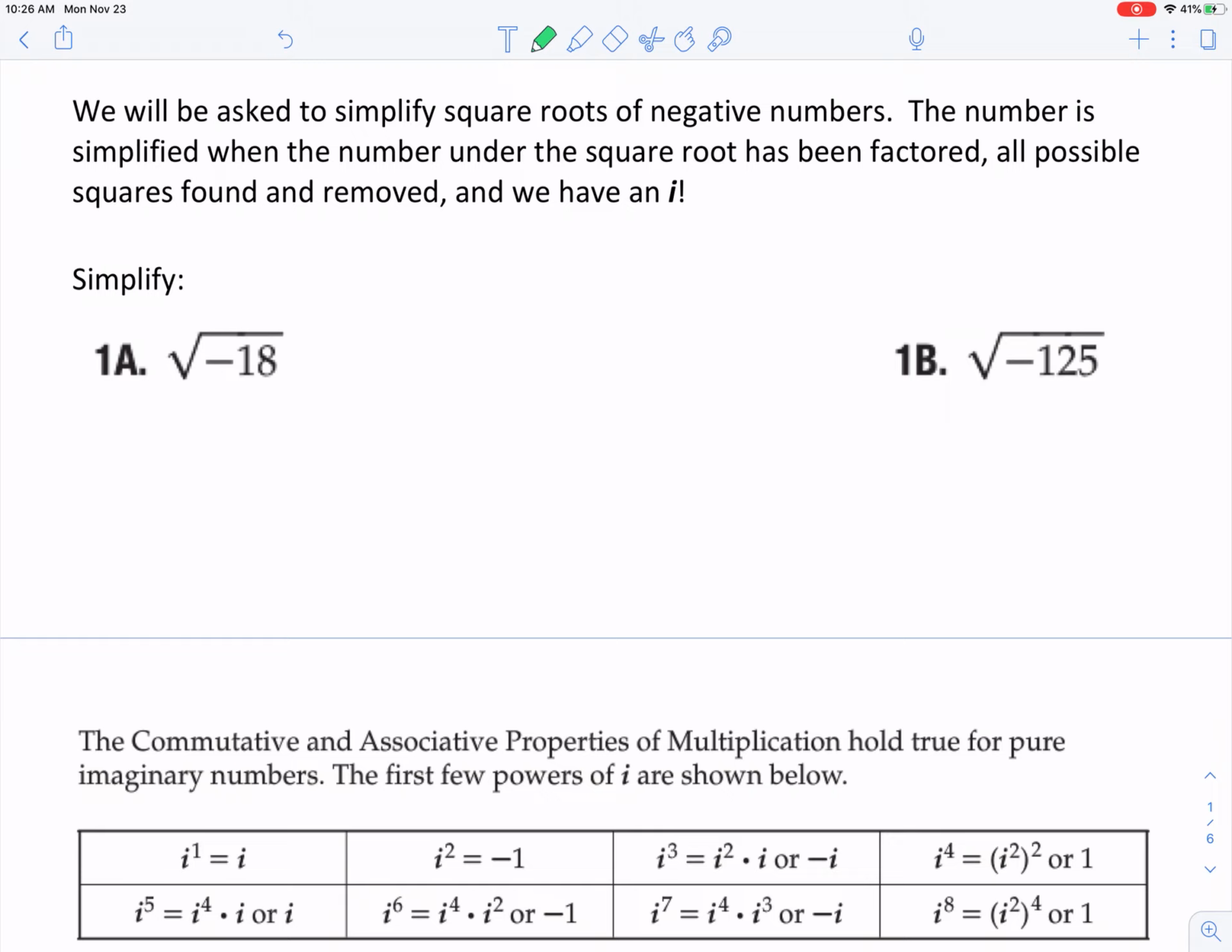The square root of -18. Here's what you're going to do. Take 18 and ask yourself what square numbers can be divided out. So square numbers would be like 4, 9, 16, 25, 36, right? This is 2 squared, 3 squared, 4 squared, 5 squared, and 6 squared. And when I look at 18, I see a 2 times 9 is what gives me 18.